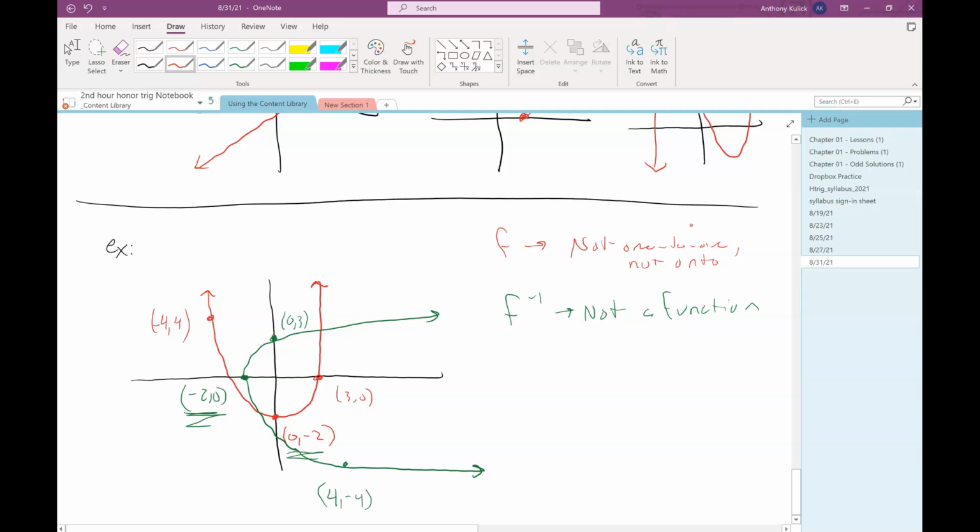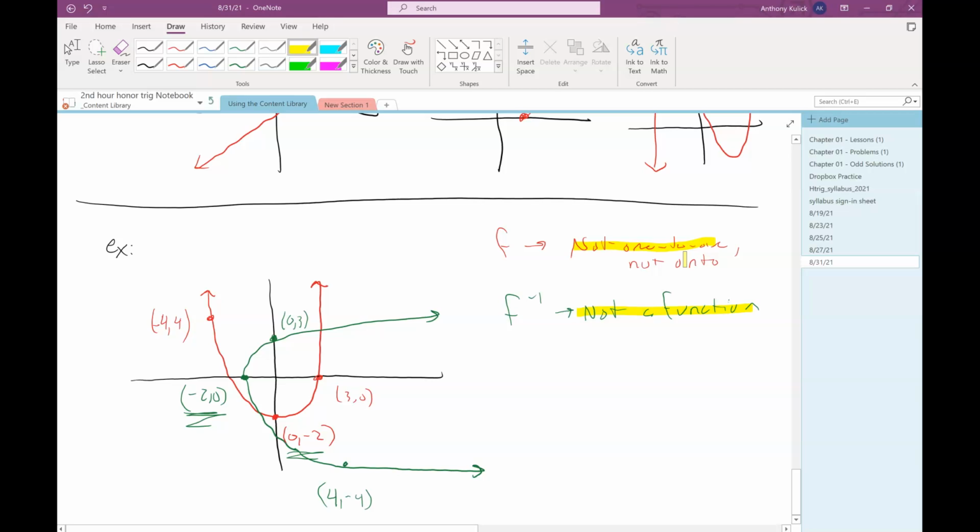Which one of those is going to be the more important one for determining if it's a function? Which of those caused the problem when we drew our inverse? The one-to-one part, right? This is really our predictor.